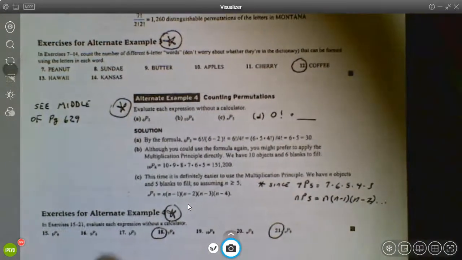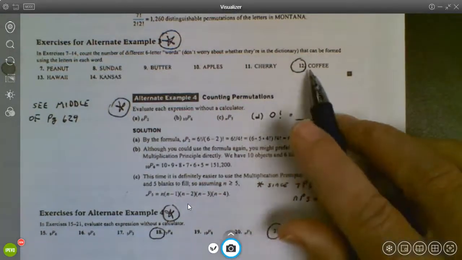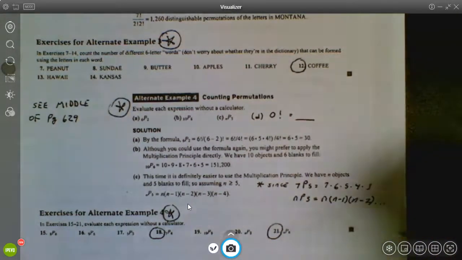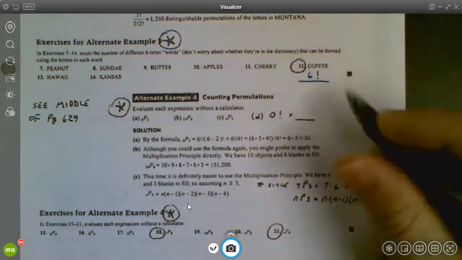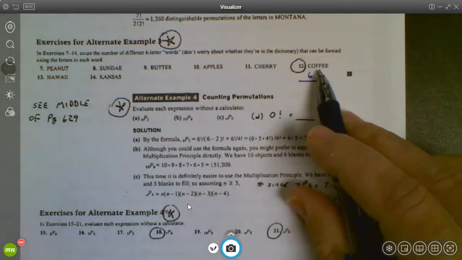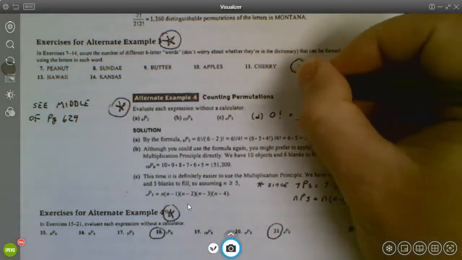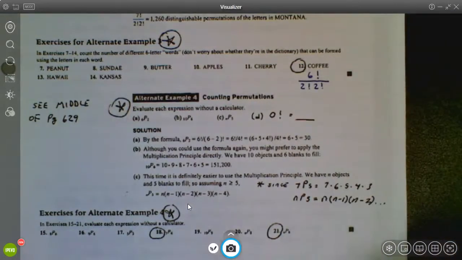Let me give you one to try, and then we'll keep it moving. As I look at the word coffee, total possible: 1, 2, 3, 4, 5, 6. So there are 6 total possible. That's my numerator. On bottom, I have to divide out the repetition. I have 2 F's, 2 E's. So 2 factorial times 2 factorial. That's getting divided out, and that could easily go in the calculator using a factorial button.